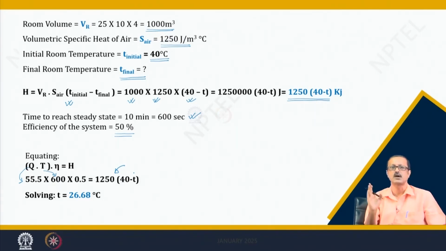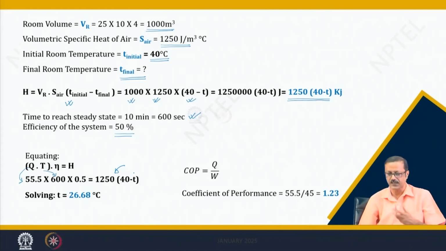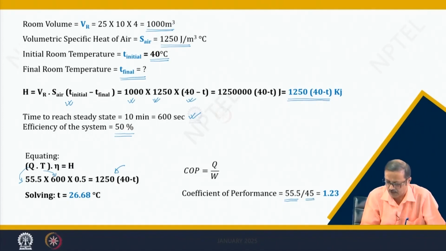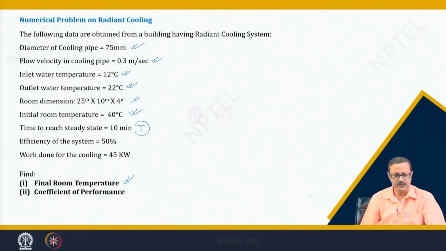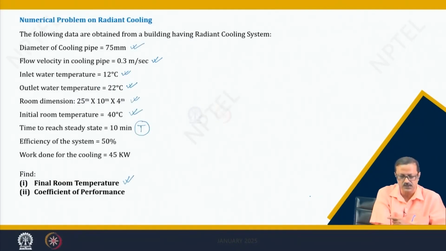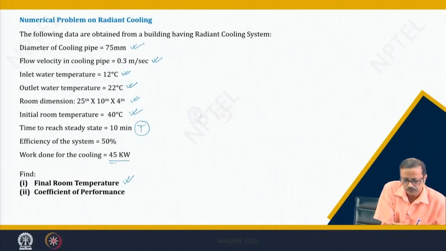It has to be more than 1, otherwise I do not want to employ this system, because there should be some kind of work, and that work should give me some kind of benefit. So, for the COP I have found out the Q, that is 55.5, whereas 45 kilowatt is the total expenditure by virtue of running, which I have mentioned over here. The 45 kilowatt is the work done for the cooling. So, that is your W.